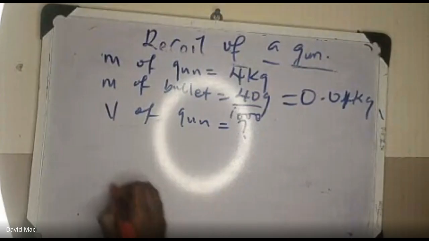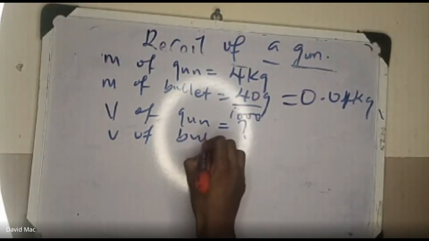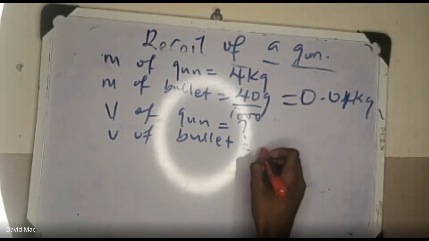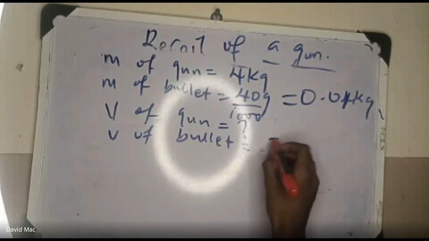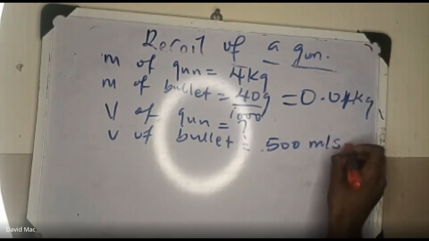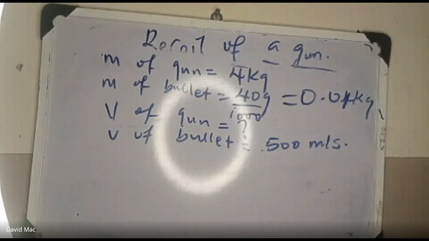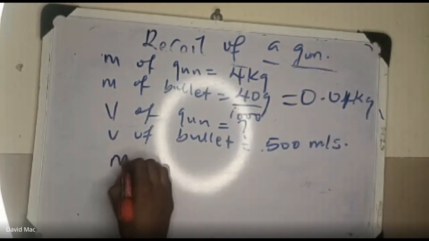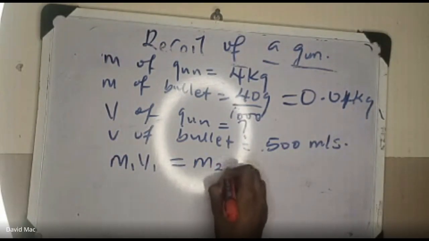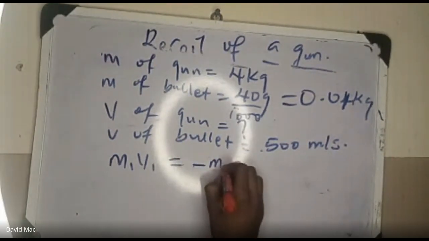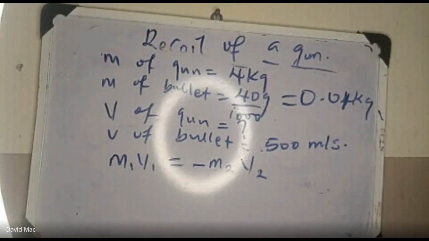We don't know it. They said we should look for it. Then the velocity of the bullet is 500 meter per second. This thing is very, very simple. What do we do? Just write a formula. Our formula is M1V1 is equal to minus M2V2. Because they say the gun jerks backward, and based on our formula, I told you we are going to get a negative sign. Please follow.